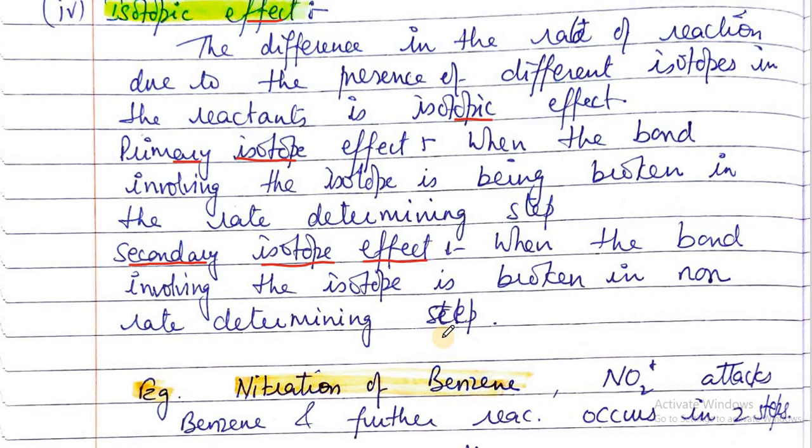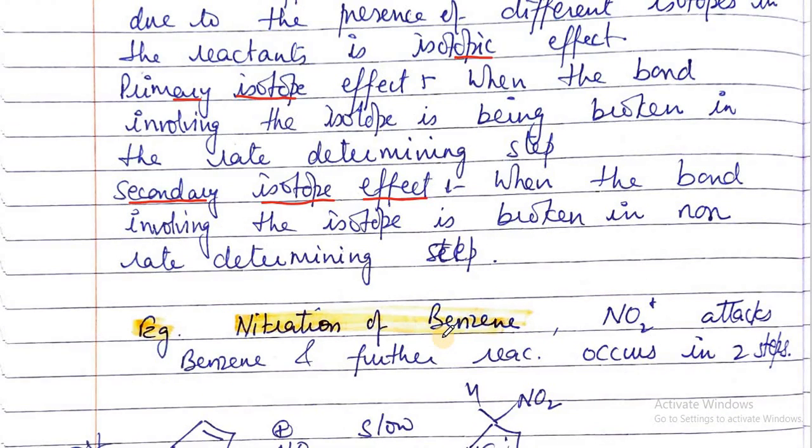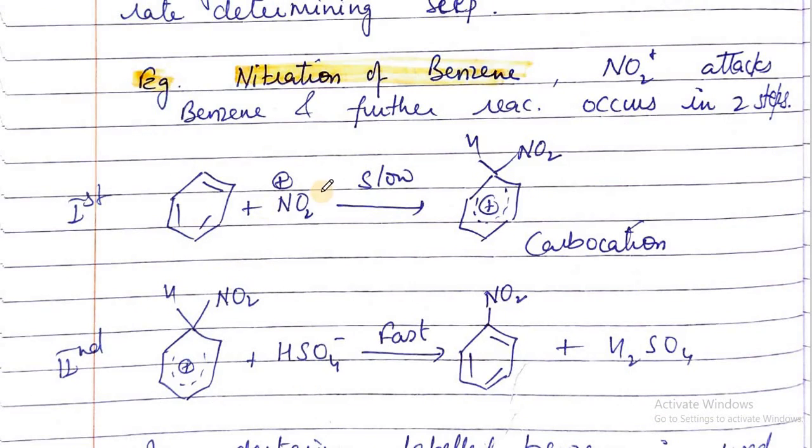Taking up an example of isotopic effect is nitration of benzene. In nitration of benzene, as we have already done in an earlier method also, nitronium ion is an intermediate which attacks the benzene, and then the reaction takes place in 2 steps after attacking. Nitronium ion, when it attacks benzene, gives different carbocations which are resonance stabilized. These carbocations are formed, and this reaction is a slow step.